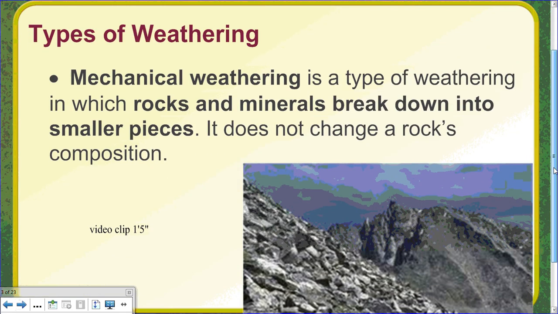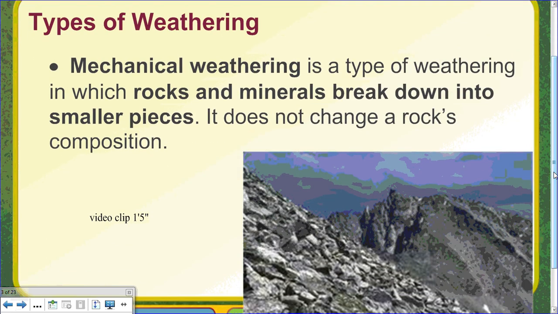So once again, we've got our mechanical weathering, which is when the rocks are breaking down into smaller pieces. It's still the same rock. So imagine taking a piece of paper, tearing it in half, tearing it into lots of little pieces. It's still paper. It hasn't changed the kind of paper. We could tape it all back together again and it would still be paper. It's the same thing with rocks.